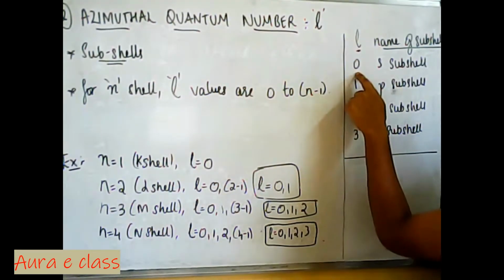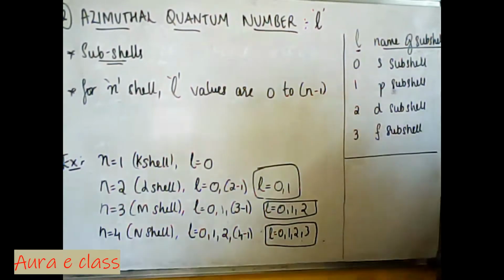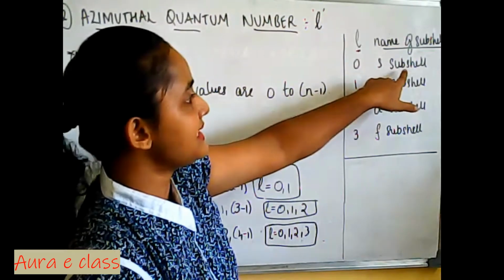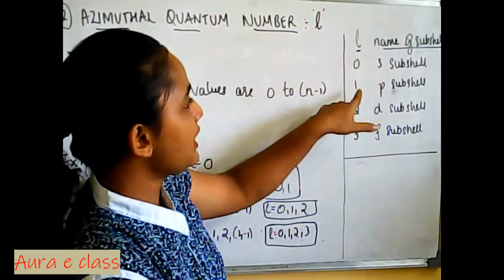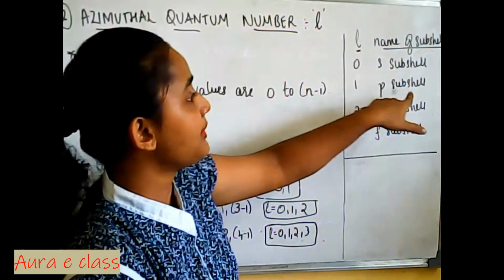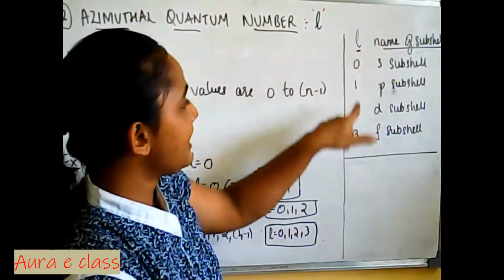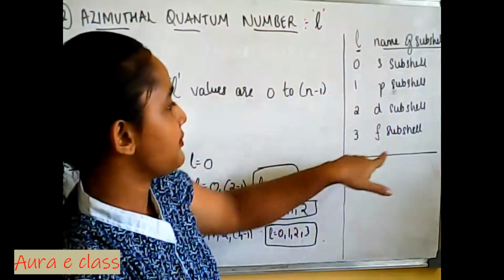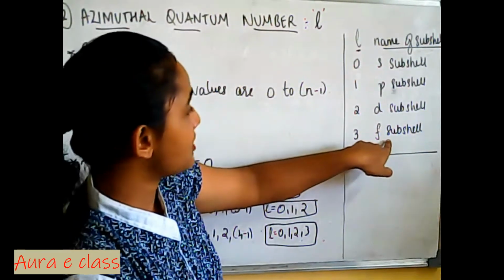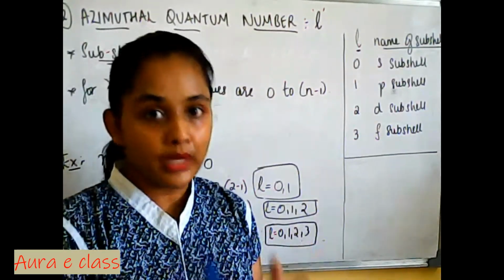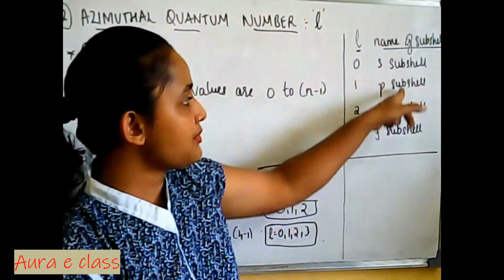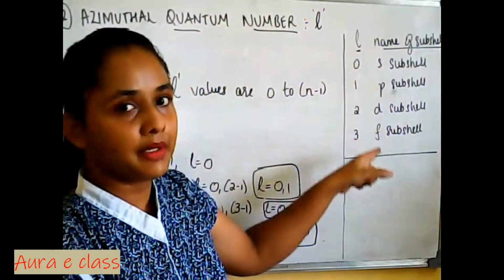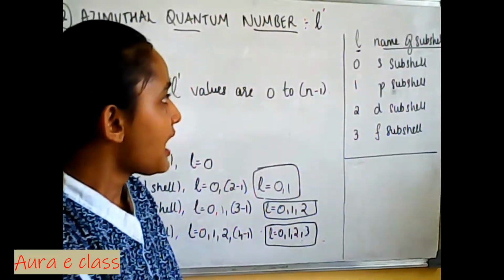If L is 0, the name is s subshell. If L value is 1, the name is p subshell. If L is 2, the name of it is d subshell. If L is 3, it is called f subshell. I have to remember one more thing. Whenever you write the names of subshell, it should be small letters, always. It should not be capital.